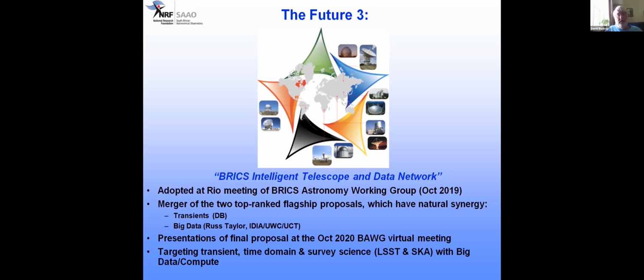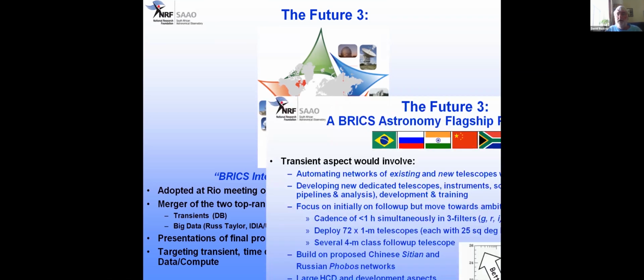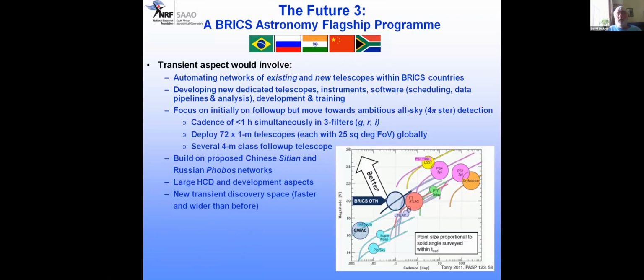Not only that, we have an ambitious goal, if I go back to the previous slide, of developing a global network of small telescopes, 1 meter telescopes, 72 of them deployed in longitude and latitude, covering the whole globe, each of them having a 25 square degree field of view. Why would we do this? It would give us 4 pi steradians coverage, in other words, the whole sky being observed with a cadence of less than an hour.